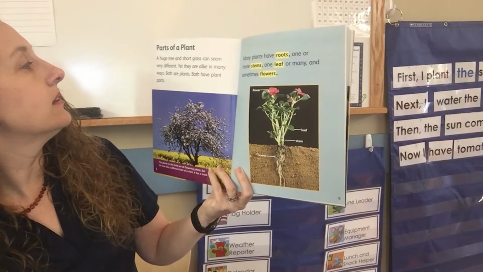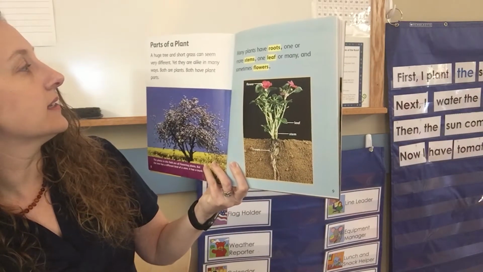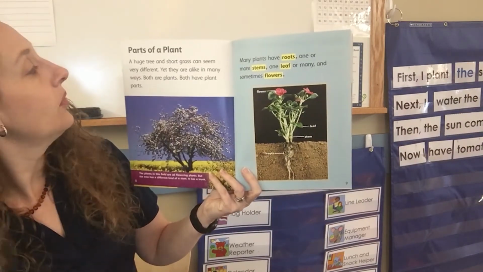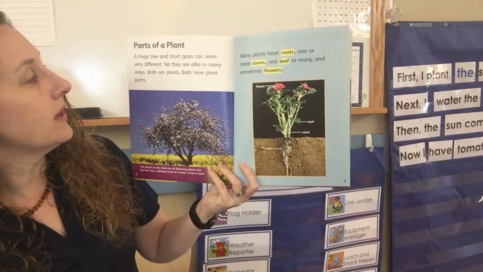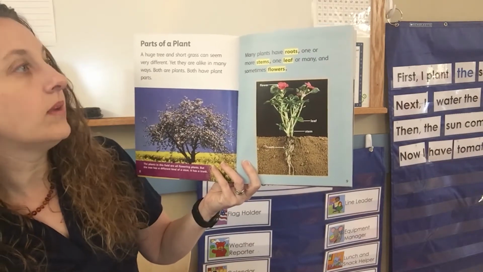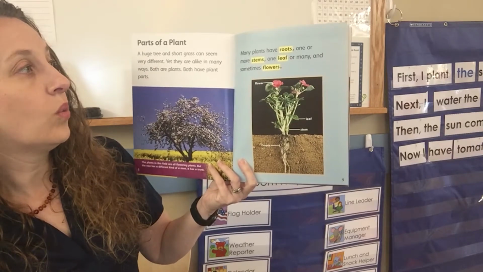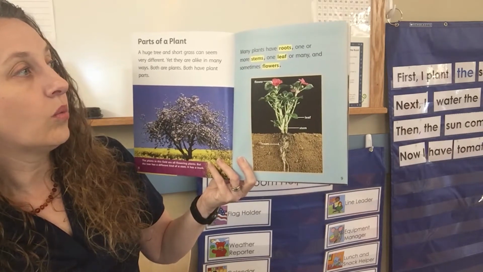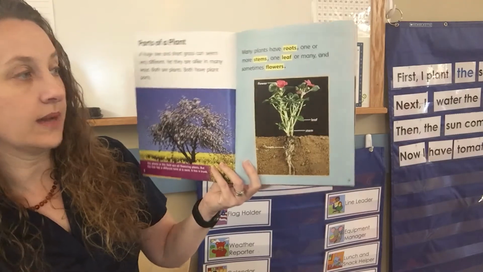Parts of a plant. A huge tree and short grass can seem very different. Yet they are alike in many ways. Both are plants. Both have plant parts. Many plants have roots, one or more stems, one leaf or many, and sometimes flowers.